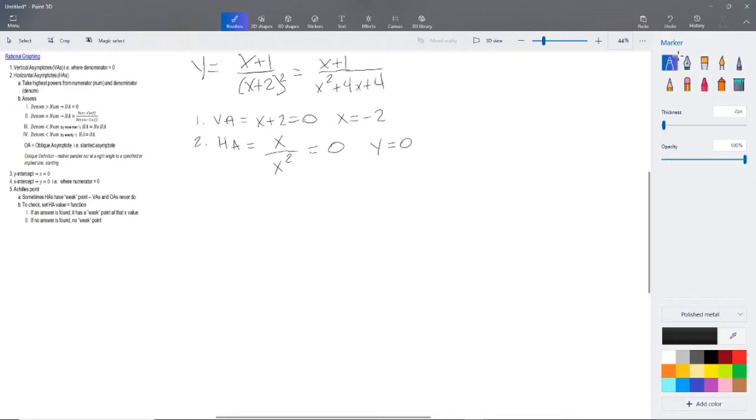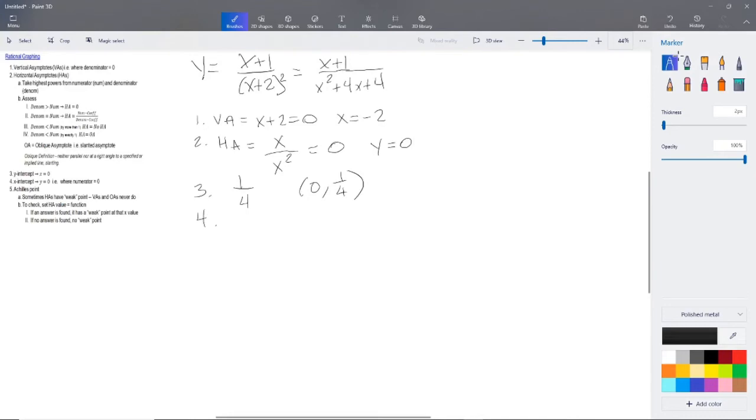Number 3 is the y-intercept. What happens when x equals 0? Well, again, back to the original function here. And in fact, the expanded one's a little bit better because if x is 0, that's going to give us 1 in the numerator. And it's going to give us 4 in the denominator. So 1/4. And again, we don't want to just say it as 1/4, right? Our y-intercept is where the x is 0. So we're going to say (0, 1/4).